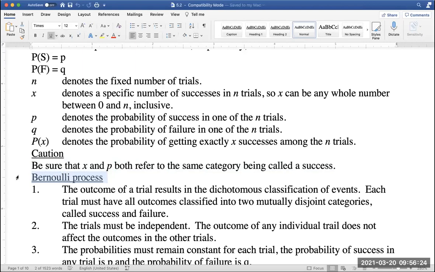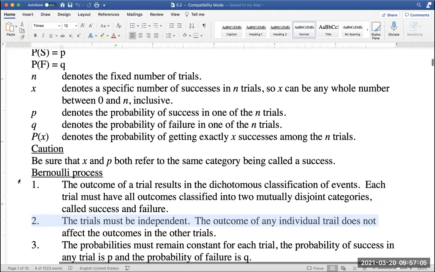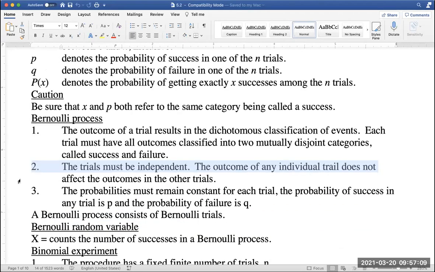Let me describe a Bernoulli process, and then I'll tell you about a Bernoulli random variable, a Bernoulli distribution. In a Bernoulli process, the outcome of a trial results in the dichotomous classification of events. Each trial must have all outcomes classified into two mutually disjoint categories, which we will call success and failure. The trials must be independent so that the outcome of any individual trial does not affect the outcome of any of the other trials.